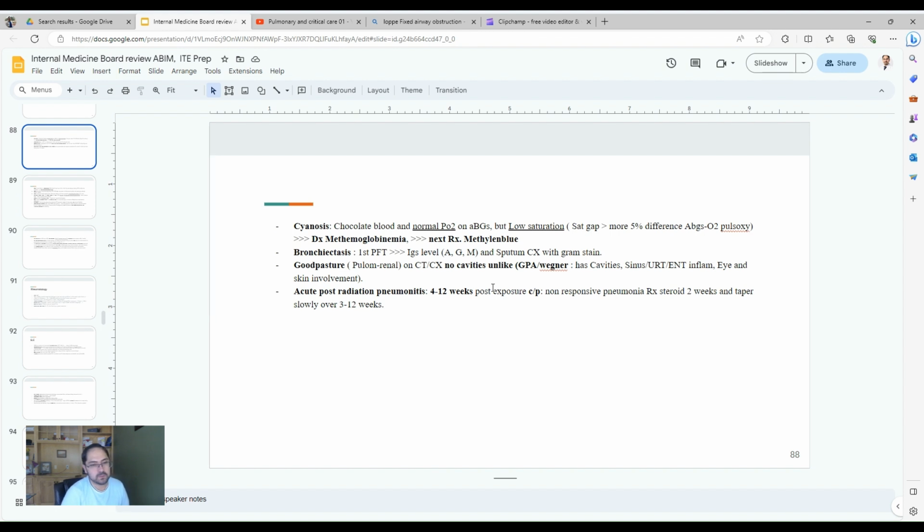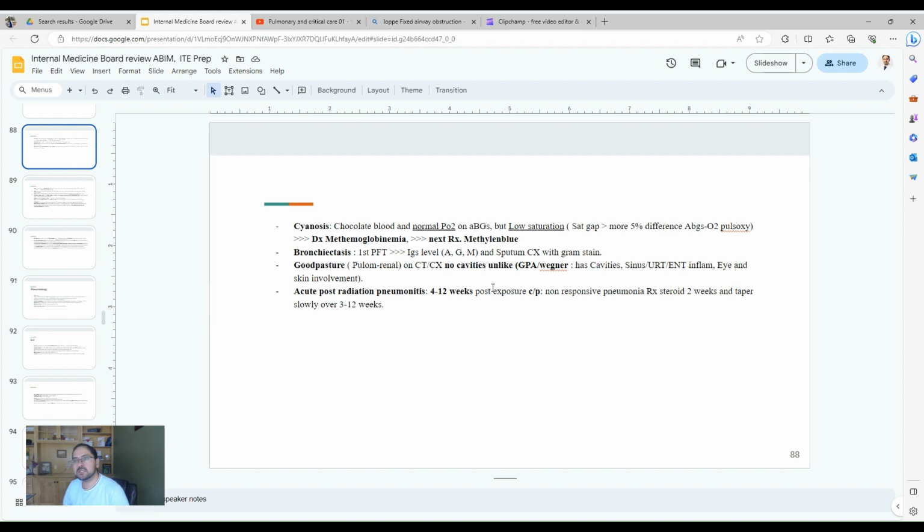Goodpasture disease, we will talk about those pulmonary syndromes in the rheumatology section, but Goodpasture disease differs from granulomatosis with polyangiitis in that it has no cavitary lesions on CT scan, just on X-ray, and is unlikely to have upper respiratory sinusitis, runny nose, ENT problems, eye problems, and skin problems as granulomatosis with polyangiitis does.